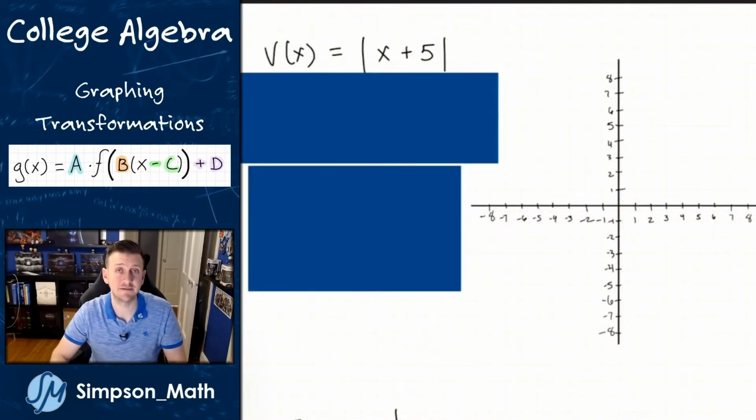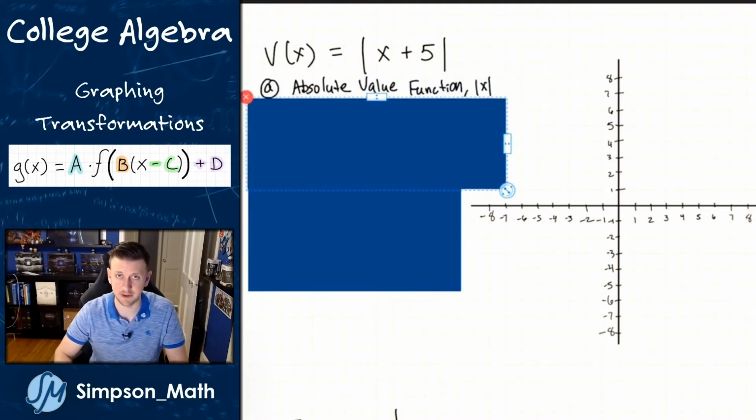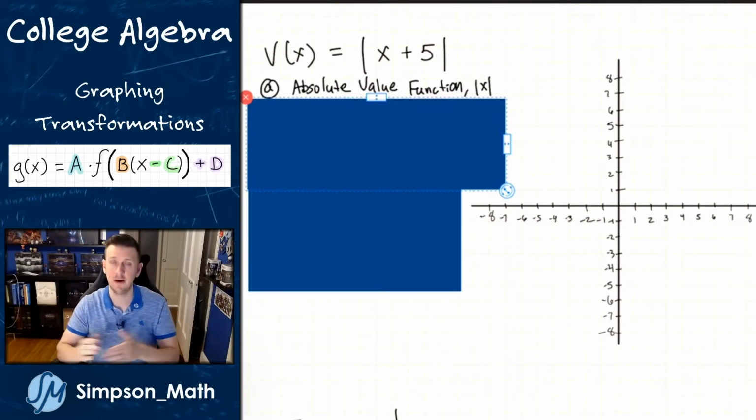Our next example is b of x is equal to the absolute value of x plus 5. So again, what's our parent function? Well, it's the absolute value. That's the kind of math that's happening to this function. So it's that absolute value. And then what's that plus 5?